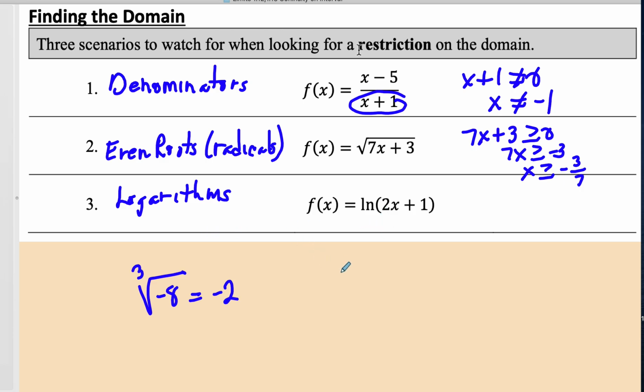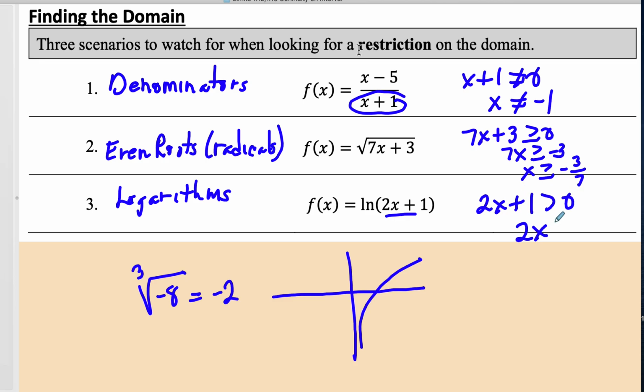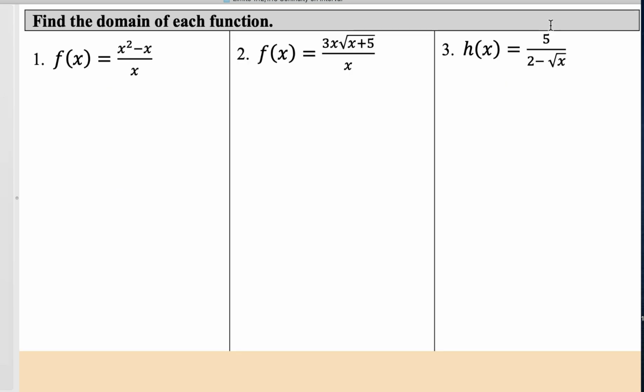In logarithms, remember what a logarithm looks like. It is the inverse of an exponential, and the domain is positive. So this argument right here has to be greater than 0. So 2x has to be greater than -1, or x has to be greater than -1/2 in the domain. So keeping these in mind, let's go through some examples.